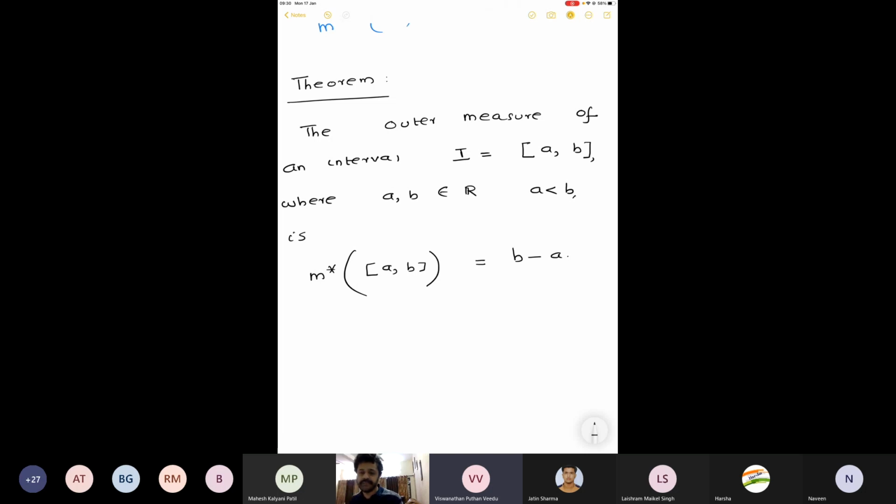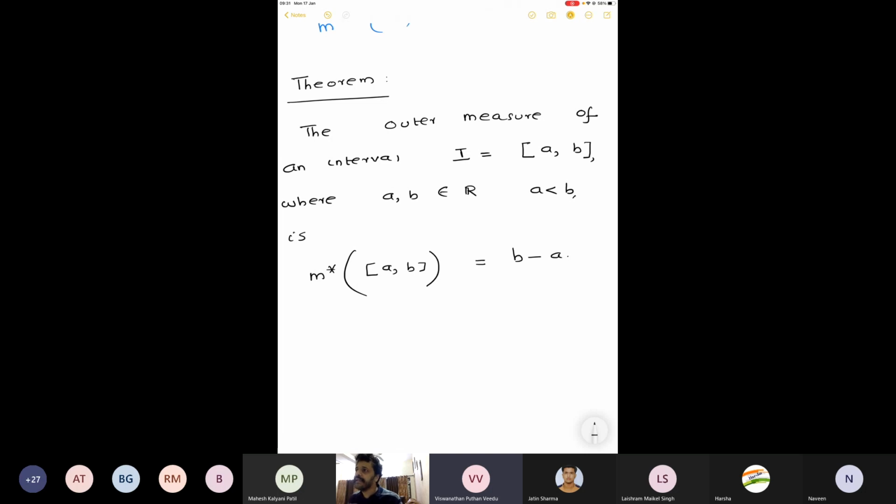I will not prove this today. We will postpone it to the next lecture. One part is very straightforward. To prove that m star of [a, b] equals b minus a, I will prove that m star of [a, b] is less than or equal to b minus a, and it is greater than or equal to b minus a. So two inequalities I will prove. Proving m star of the closed bounded interval [a, b] is less than or equal to b minus a is trivial.